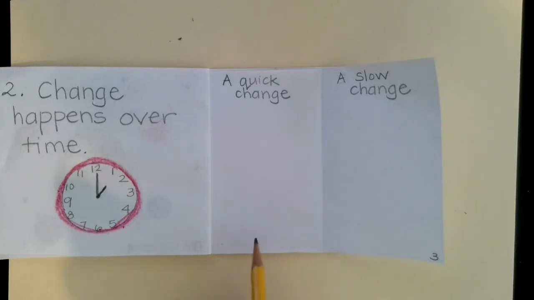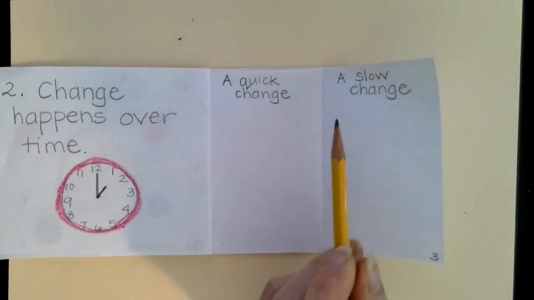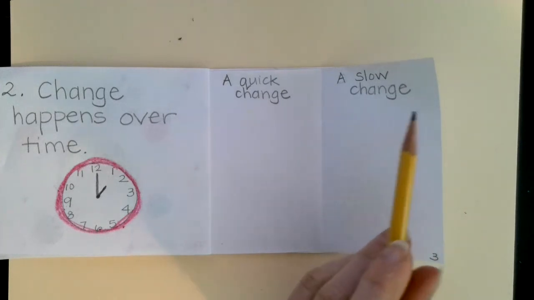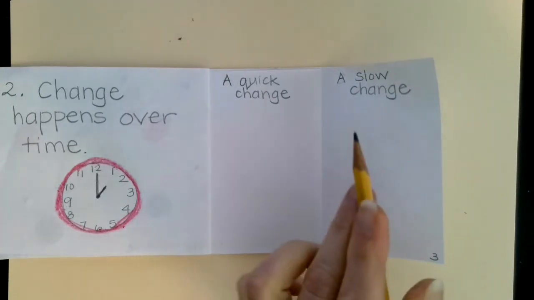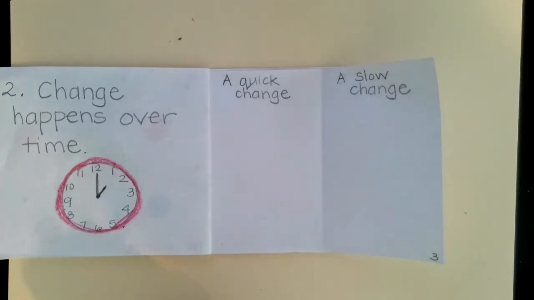That's super important. And then you need to draw a slow change here. Draw a picture and color it of any sort of slow change, what you think is a slow change, and then label it down here. Okay, so something that takes a long time, and color it, and then we'll move on to the next page. So go ahead and hit pause while you're doing that.